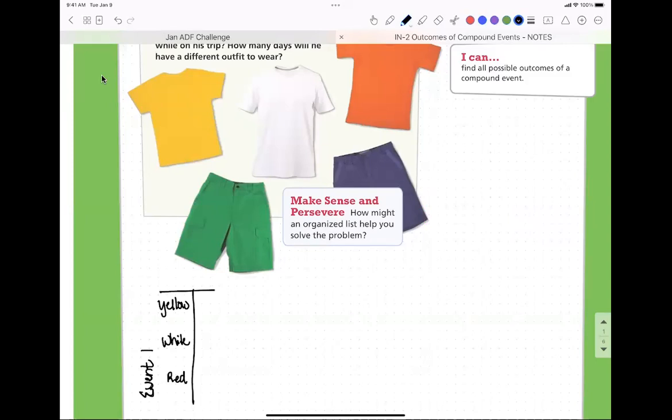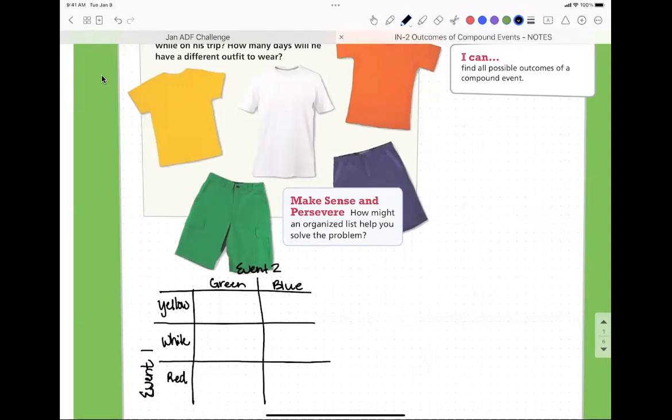Then across the top, we have event 2, and event 2 is our shorts, right? And in this case, our shorts are green and blue. Those are our possible colors of shorts. And it sounds weird thinking of your shirt color as an event, but when you pick your shirt color, that's considered event 1. When you pick your shorts, that's considered event 2. Now I'm going to go ahead and draw some lines in here so that my table actually looks like a table.